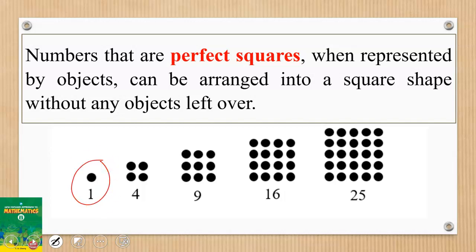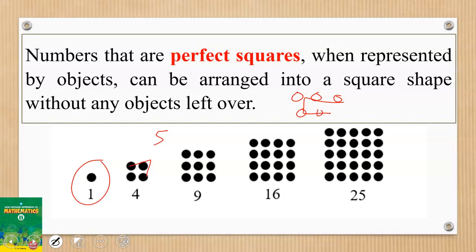If I give you objects like maybe counters, 4 of them, and I ask you to arrange them in a square, you get 2 by 2. What if I give you 5 of them? Then you are going to arrange them 1, 2, 3, 4. The fifth one would not make this shape look like a square. So 5 cannot be a perfect square number.